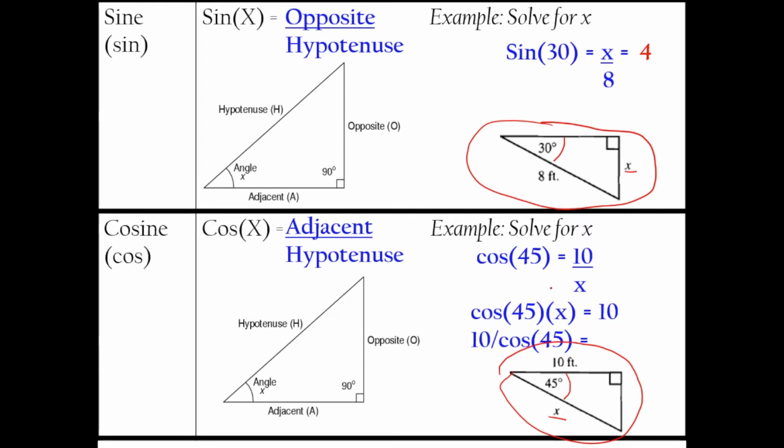We're going to manipulate this and solve. So we multiply the x over. We get cosine of 45 times x is equal to 10. Next, we're going to divide the cosine over and get 10 divided by cosine of 45 is equal to 14.14. So 14.14 is the answer for how long the hypotenuse is.